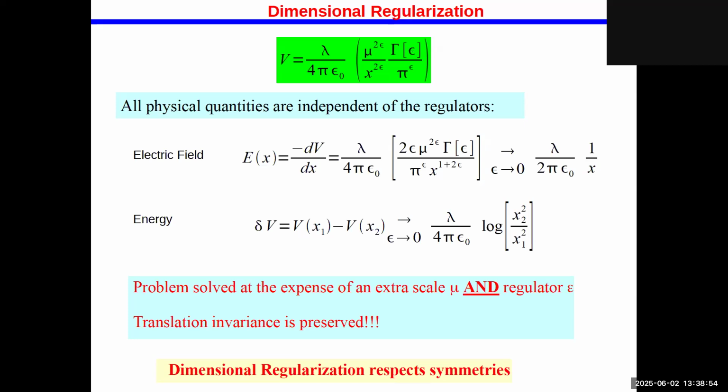So again, the electric field is a slope. If I differentiate that, sure enough, I can take this limit and I get the right answer. And likewise, for the energy, I take the difference between 2 points, and I also get the right answer. So as I say here, we've solved the problem at the expense of an extra mu scale and the regulator. I've gone epsilon away from 1-dimensional integration, but I still had to introduce a length scale so I could get a non-trivial x dependence. But the translational invariance is preserved. And so that's why we like the dimensional regularization.